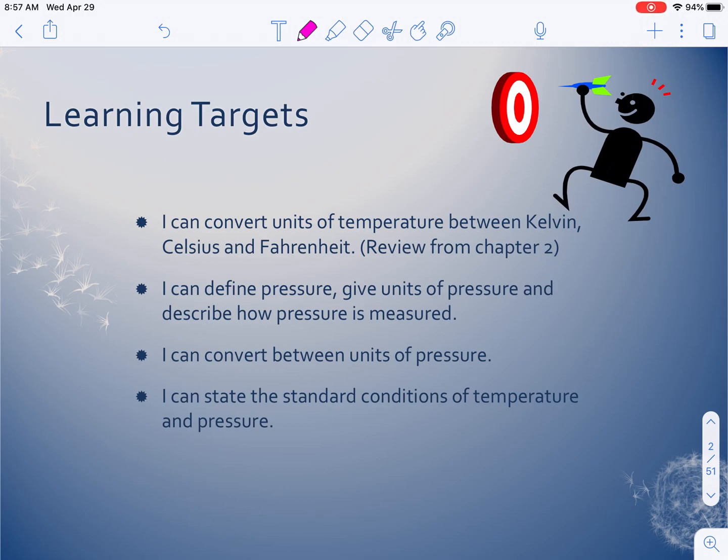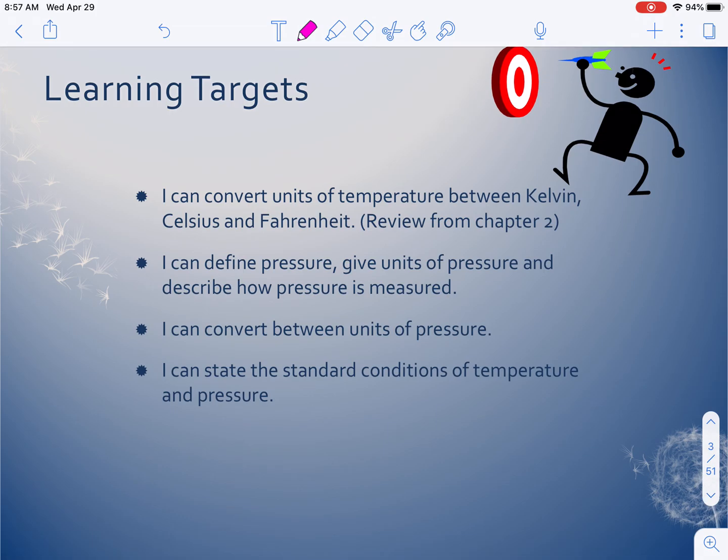Hey everyone, today we're going to start our discussion of gases, and in particular we want to look at two properties. We want to look at the pressure and the temperature of gases. So let's start with pressure.